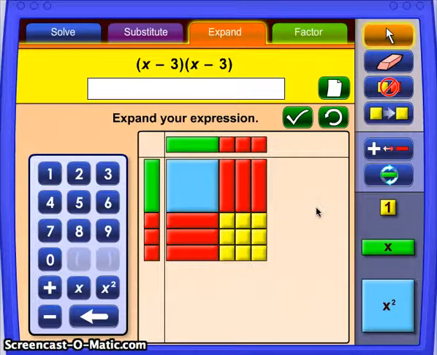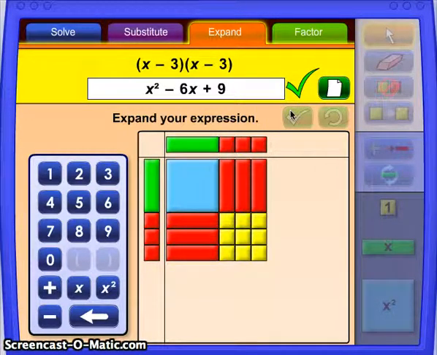So now let's look at our equation, or our expanded expression, and see what we have on the inside. So we have an x squared. I'm going to type in x squared. And we have negative x's. Let's count how many. 1, 2, 3, 4, 5, 6. So we have negative 6x. And how many ones do we have? We have 9 ones that are positive. So let's see if this is our expanded expression. All right.